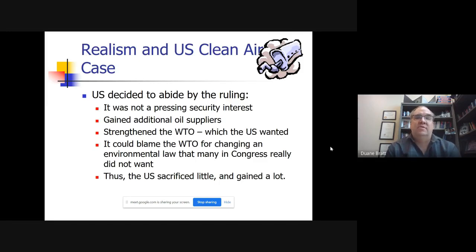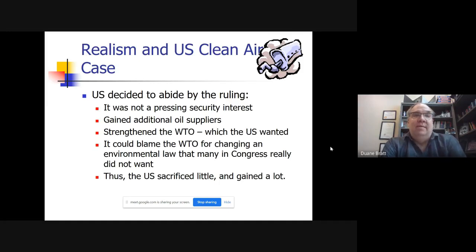It allowed the Americans to gain additional oil suppliers, and in fact, the Venezuelan and Brazilian imports to the United States increased after this ruling. It strengthened the WTO, which was an objective the Americans had. They wanted a stronger WTO, and therefore, by abiding by the ruling, it made the WTO stronger. So a short-term pain for a long-term benefit.